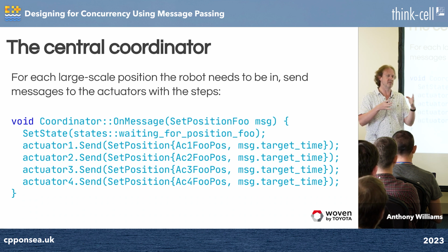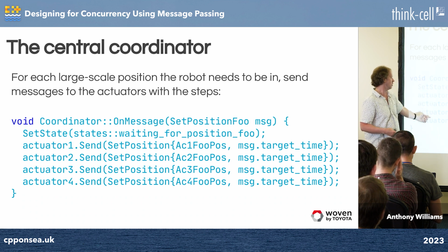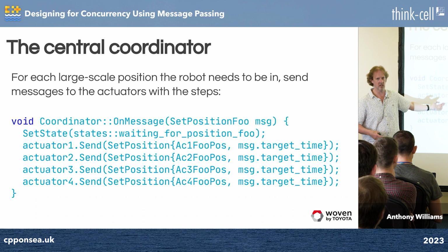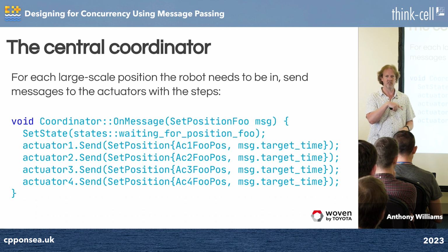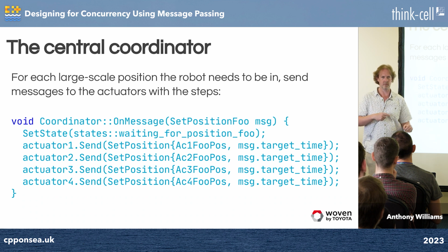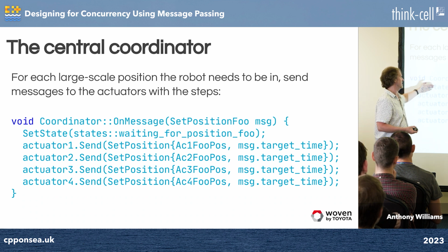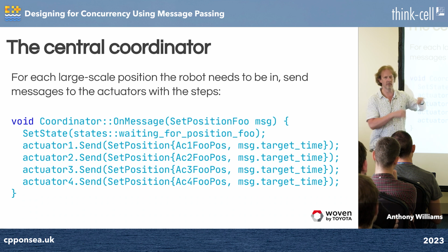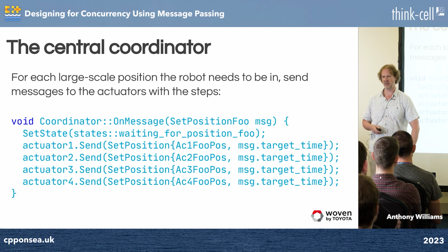And so to move to a specific position, you need to send a message to each of the controllers for each of the things, saying adjust that aspect of the robot position so it is that fraction through. And obviously, we set an overall state to say we're waiting for the position for this specific position.